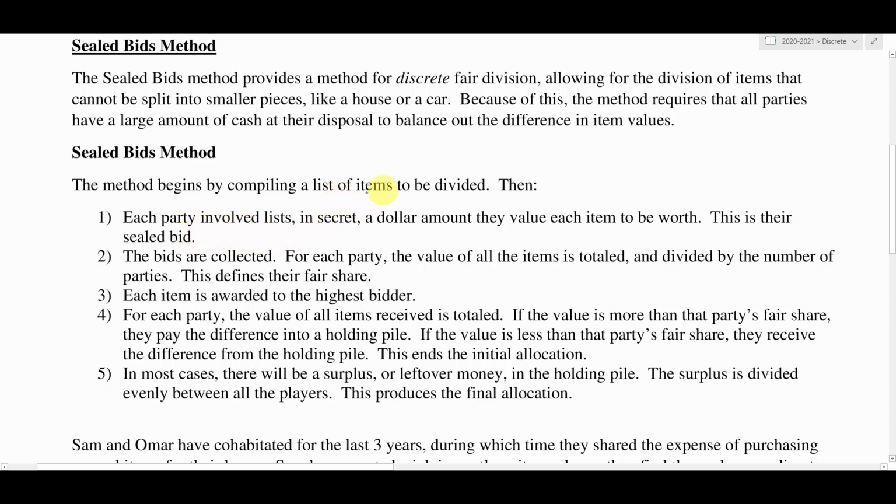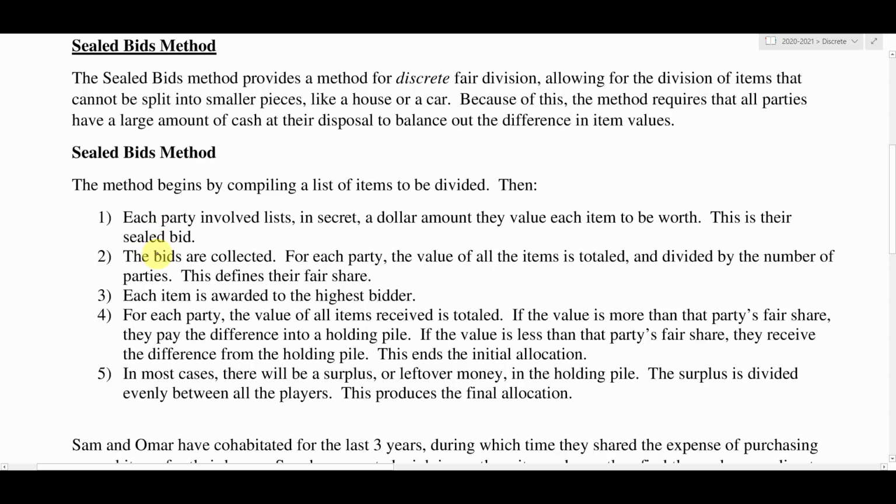So we'll do a quick summary of what we're going to do. Once we get a list of the items to be divided, each person involved in the division is going to bid on those items. In other words, they're going to go through the items and bid whatever they think the items are worth. This is done in secret. No one gets to see each other's bids. They're going to put a dollar amount on each item, essentially a valuation. This is what they're referring to when they say sealed bid. We call it the sealed bids method because everyone's bidding on it, and the bids are sealed. No one can see them.